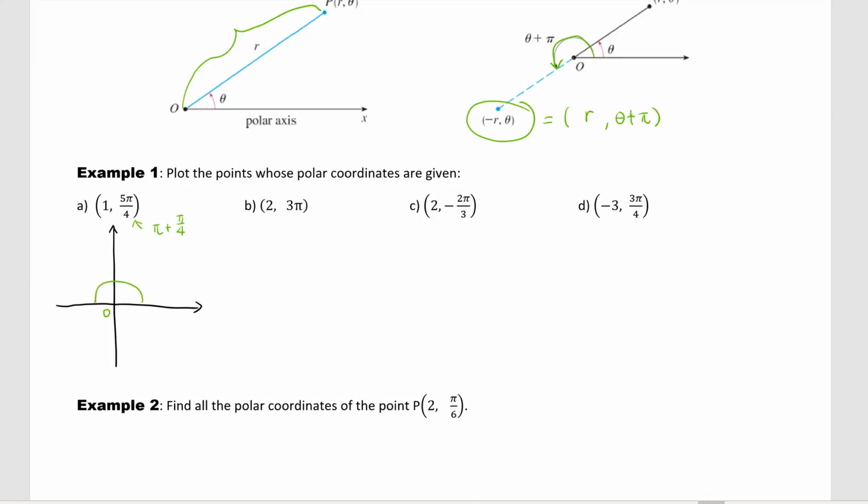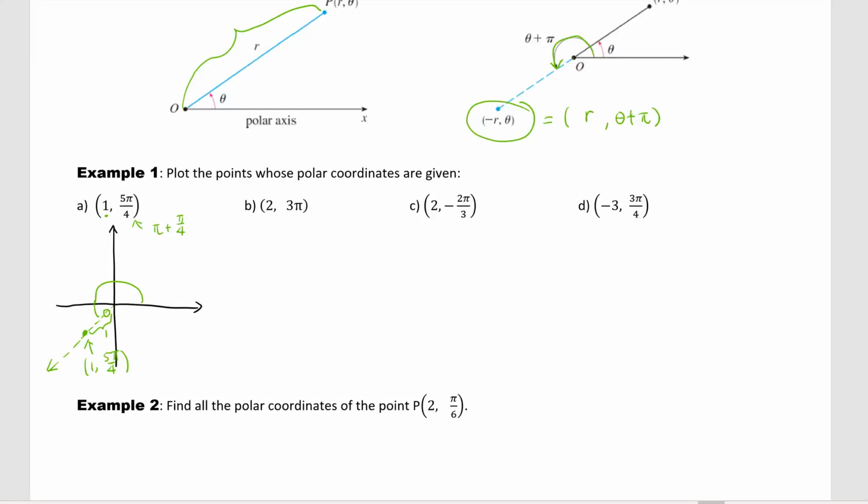So we know pi is this direction, right? And pi plus pi over 4 gives this angle theta. Okay, and we go forward 1 unit. So let's say this is 1. Then this is the point (1, 5 pi over 4). So far so good, everybody?